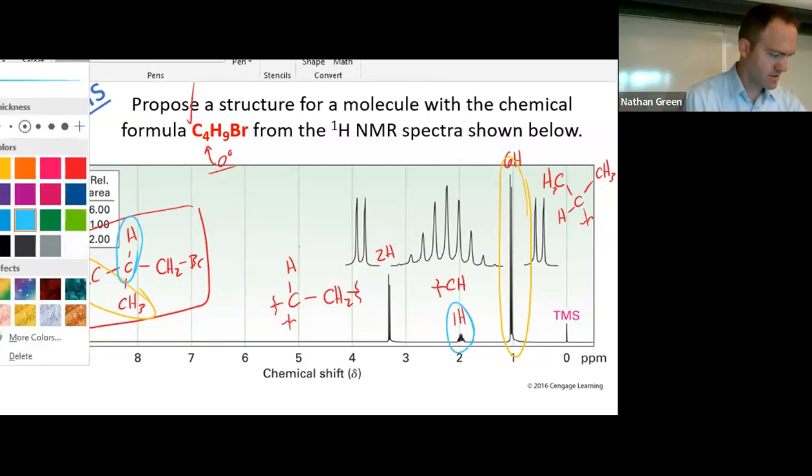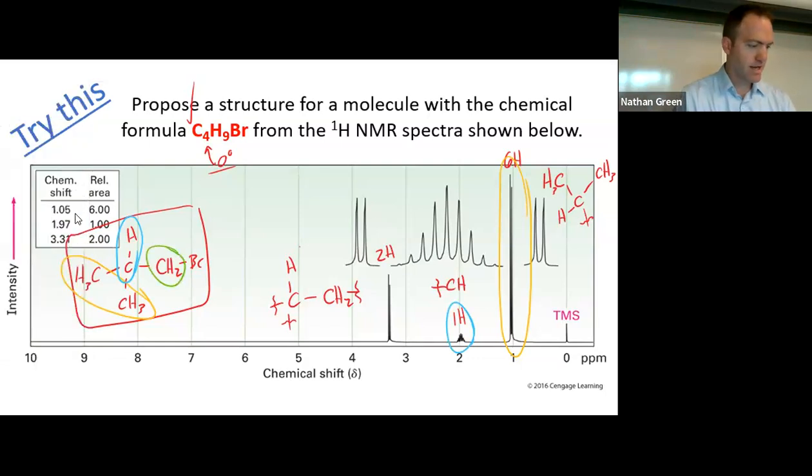And in maybe green, it will show up well. That CH2 has no neighbors to the right, but only has one neighbor to the left. That's this signal. Make sense?